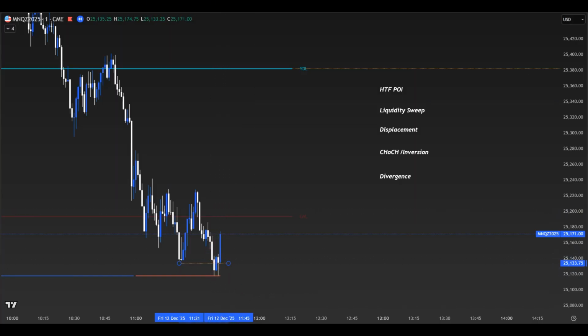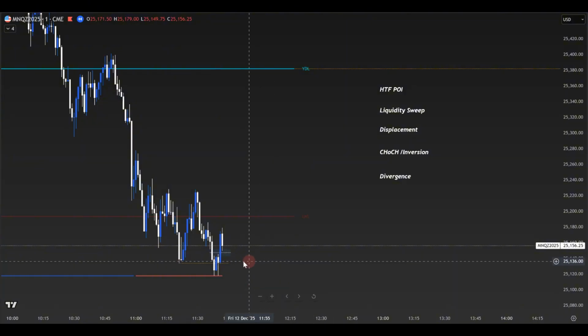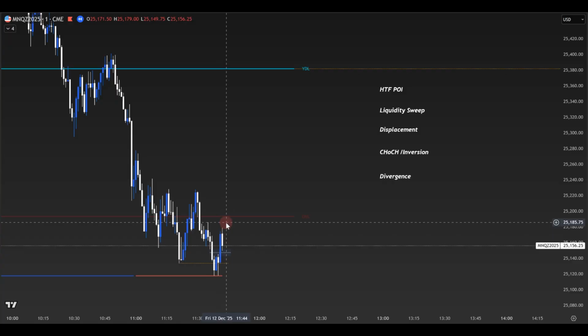The inversion being the imbalance, the bearish imbalance here, right, being inverted with this bullish candle here. Now it's not an inversion until this becomes an imbalance, right? So if I go one more candle forward, and then there we go, right? So now we have an imbalance negating this imbalance, and so now we have an inversion.